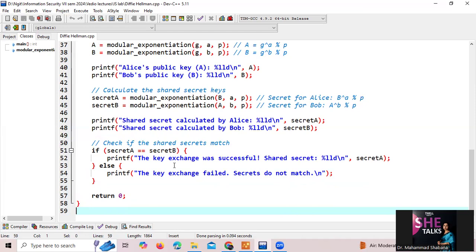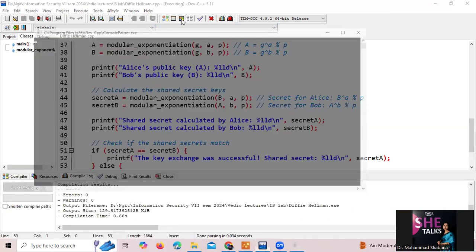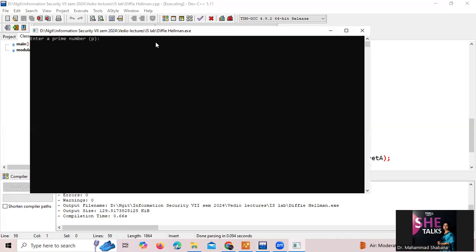So with this, we will conclude the session by showing the program output. Here we are taking the values of the prime number. The P value is 13 and the G value, which is a primitive root, is 6. And Alice's private key is 55 and Bob's private key is 44.